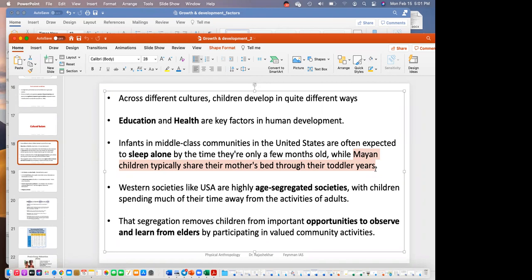So what is the connection to growth and development here? A few aspects you can see. Western societies like the USA can be considered age-segregated societies, with children spending much of their time away from the activities of adults. They don't even prefer to spend time with what adults do. I've observed it many times. So what are they losing here? Because of this segregation, children lose the opportunity to observe and learn from elders. They are taken away from the elders, so that observation point is missing.